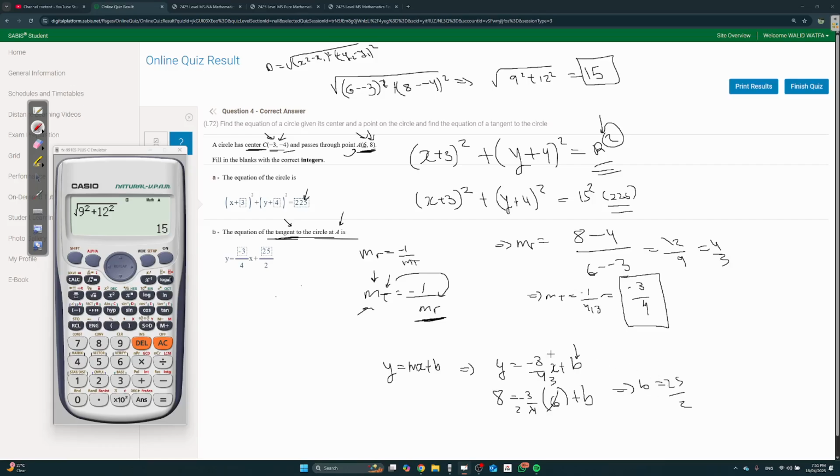Okay, so we found our slope and we have our b value. That means we just substitute the slope, minus 3 over 4 x plus b, which is 25 over 2. That's it. You're done. But you get the idea, okay?